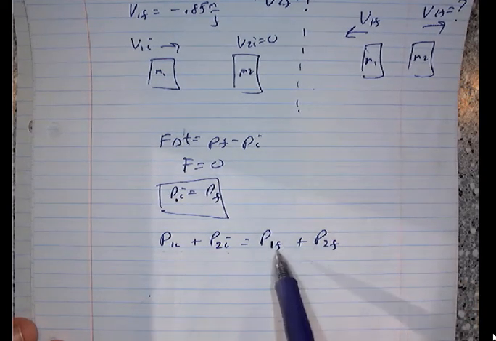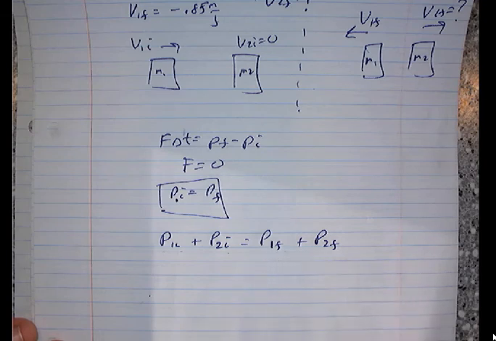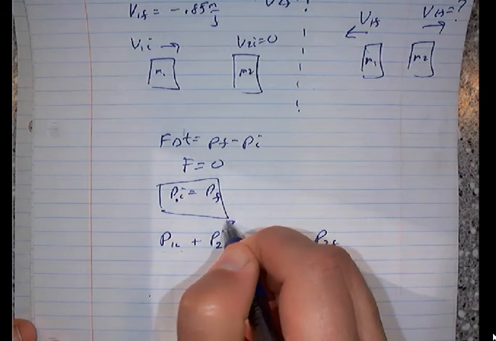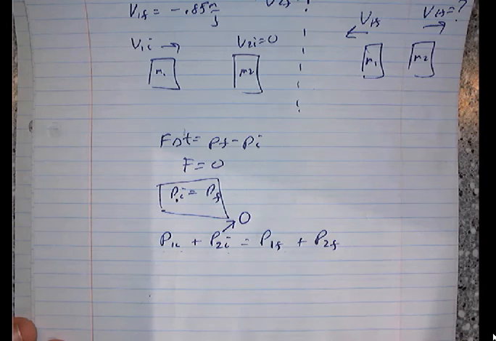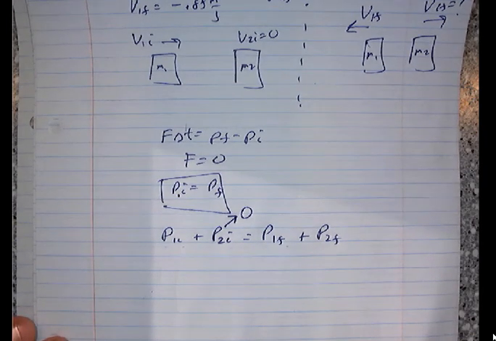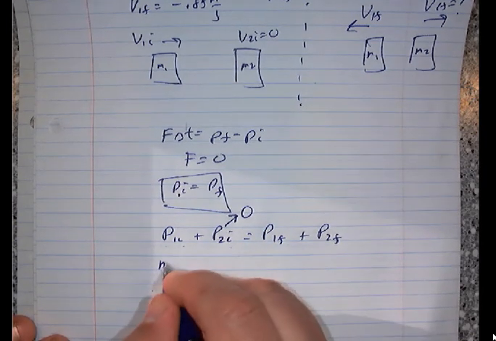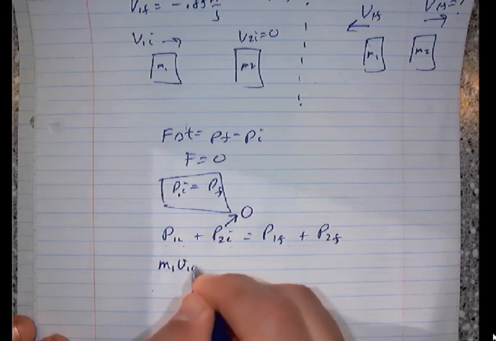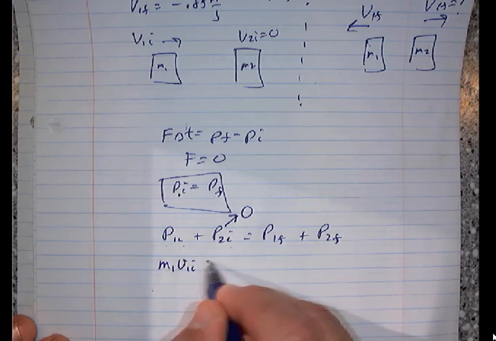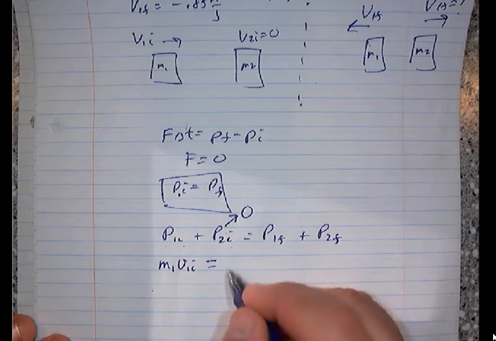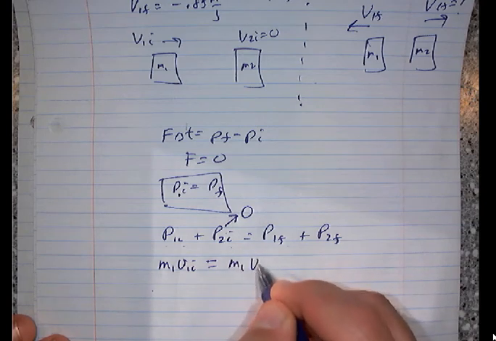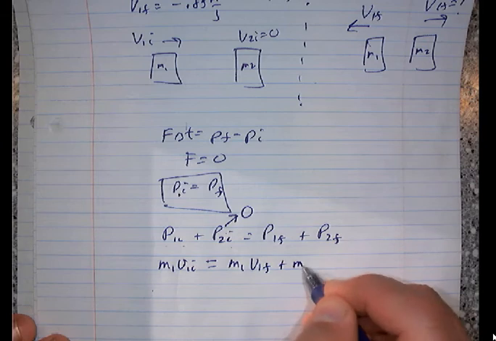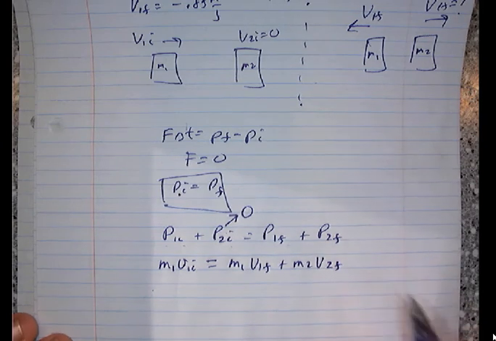This is what I had to begin with. This is what I had later. They have to be equal to each other. The nice thing about this problem is mass 2 initially is not moving, so it doesn't have any momentum. And then I could fill in the details. M1 V1 initial, and then plus 0, so I'm not adding that. This would be equal to mass 1 V1 final plus mass 2 V2 final.